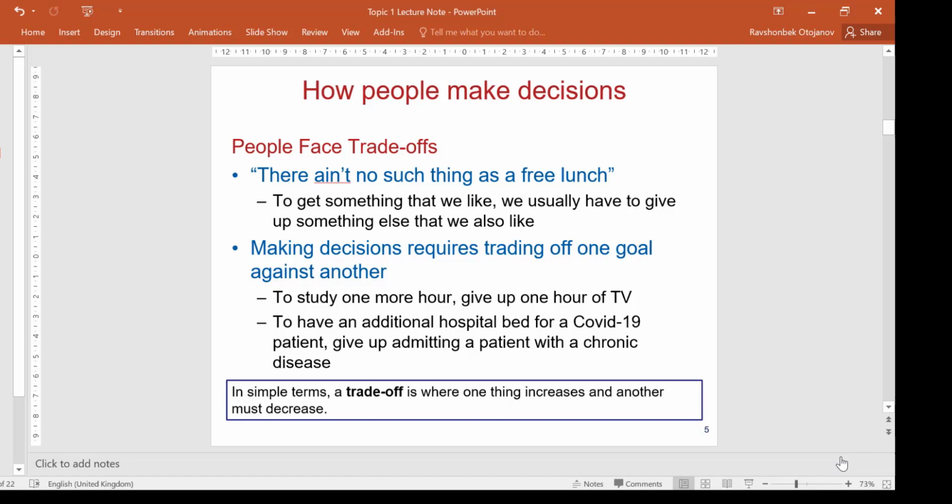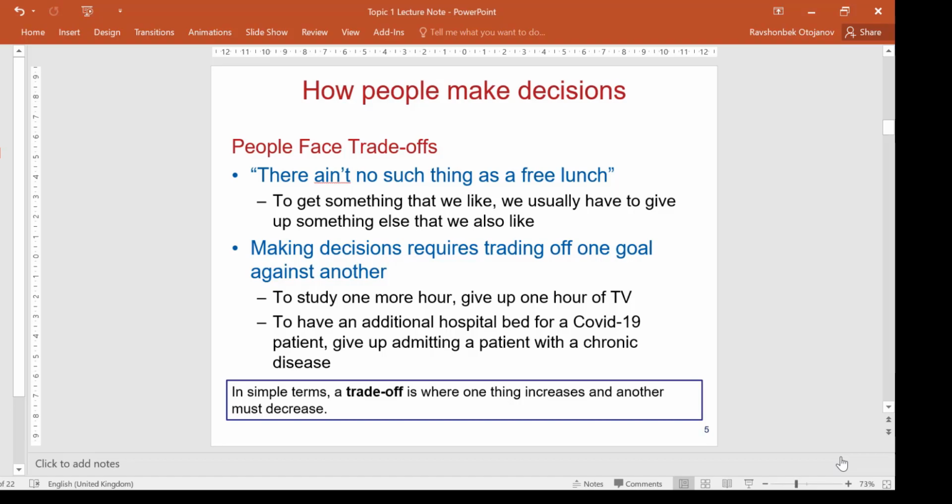You may have heard that there is no such thing as a free lunch. In other words, nothing is free. So to get something that you like, you usually have to give up something else that you may like. For example, to study 1 more hour to prepare for this module, you will certainly give up 1 hour of TV time. Or playing a PS4, Xbox.